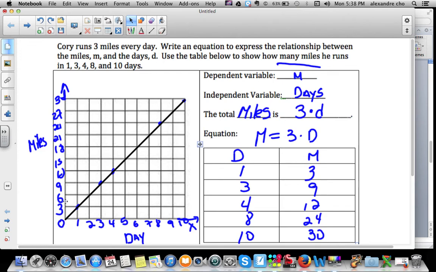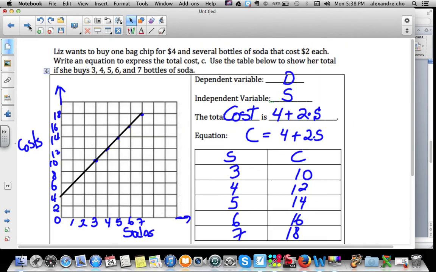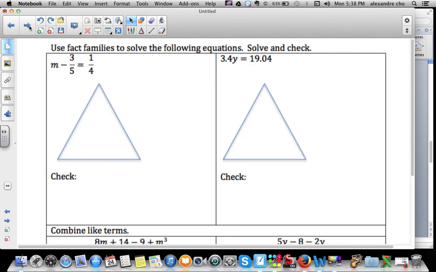Whereas the problem before this, it didn't hit 0. It hit a number on the y-axis. We did that. Okay, use fact families. Two different ways of doing it, and I'll do it both ways.